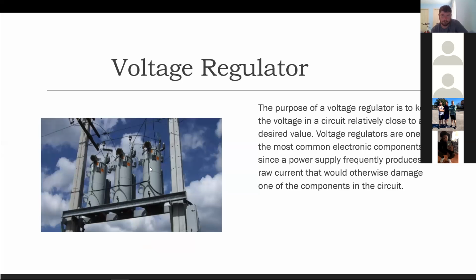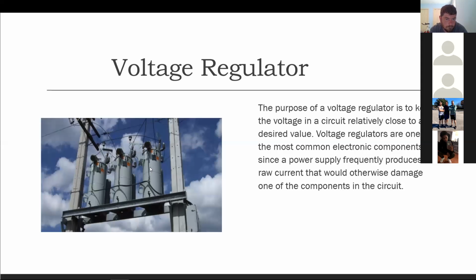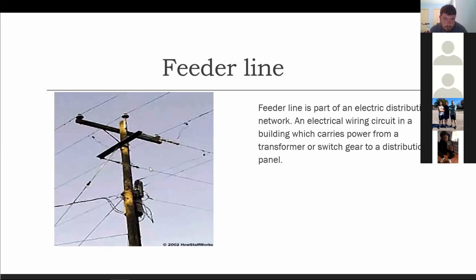Then we move to the voltage regulator. The purpose of a voltage regulator is to keep the voltage in a circuit relatively close to a desired value. Voltage regulators are one of the most common electronic components, since a power supply frequently produces raw current that would otherwise damage one of the components in the circuit. And what's cool, I was driving through Conway the other day and I saw they have a voltage regulator along the power lines there. Looks just like this, except it's on a wooden platform. But yeah, that's just something cool I saw.